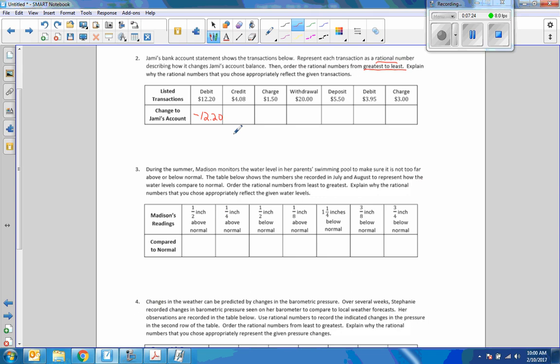That's a debit, minus. A credit is when people give you money. They put money in your account. That's going to be a positive 408. A charge of $1.50 means they're going to take $1.50 out of your account. A withdrawal of $20 is also taking 20 out of your account. It's like going to the ATM and getting cash. A positive $5.50 is positive. So I'm doing negatives in red, positives in green. There's another debit of $3.95. Might have rented a movie off of Amazon Prime. And then finally, a charge of $3. Okay, charge of $3. That is also positive.